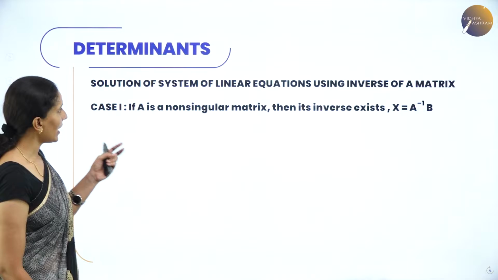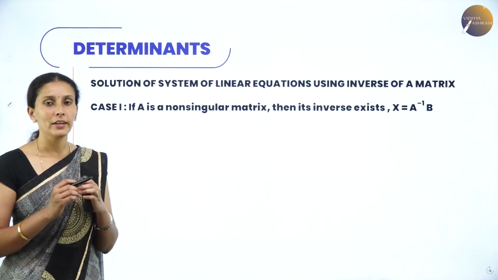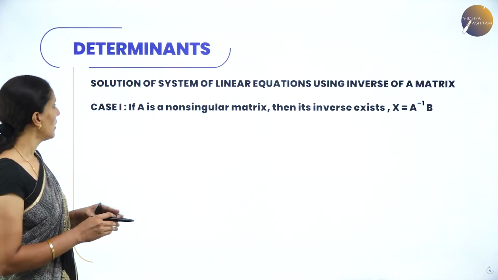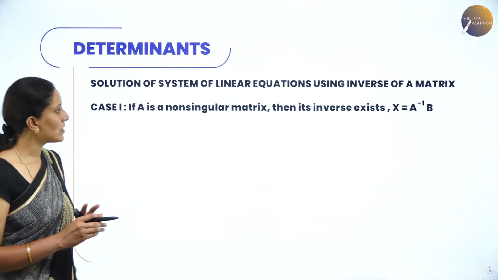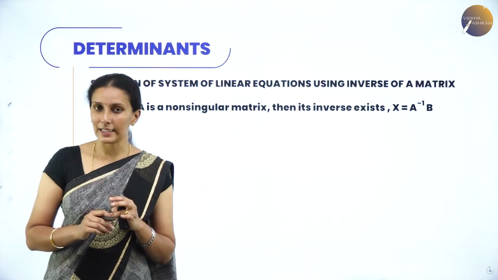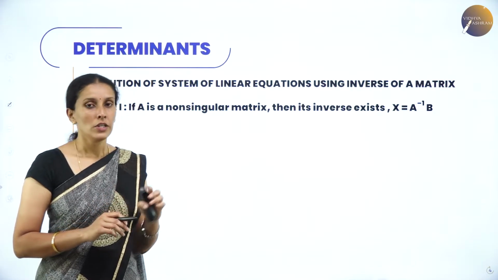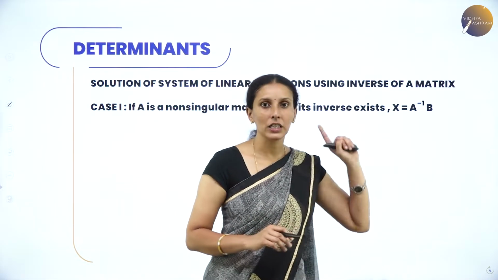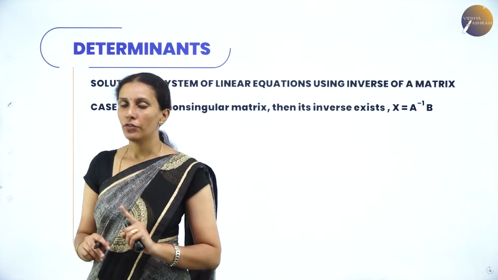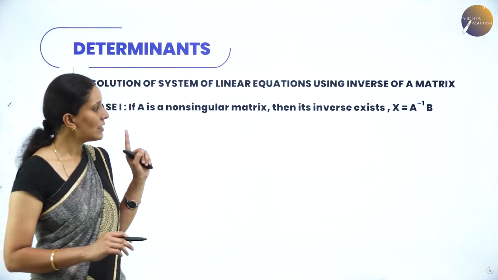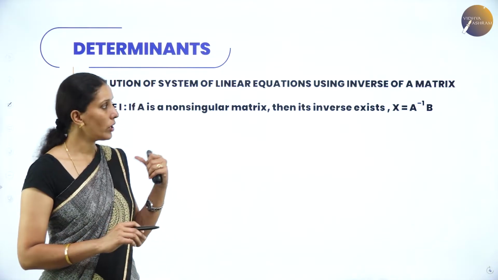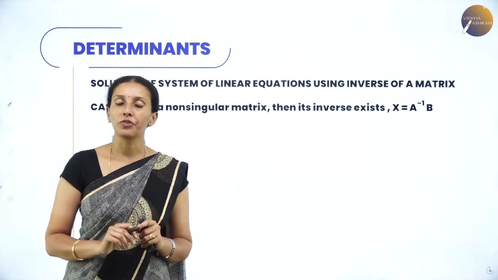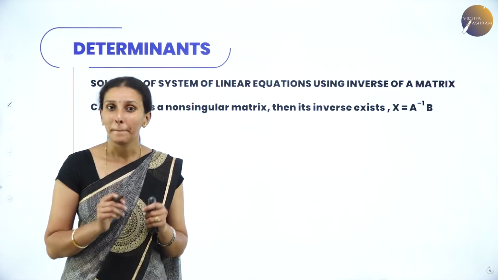Now here, to solve the linear equation, or to find its inverse, or to find out the existence of the solution, we have, if A is a non-singular matrix, then only the inverse exists. This one we have already known. So here we are going to solve the system of linear equations by finding the inverse of the matrix. To find the unknown values of the system of linear equations, we are going to use the inverse of a matrix, and hence this method of finding the solution of a system of linear equations is called the matrix method.